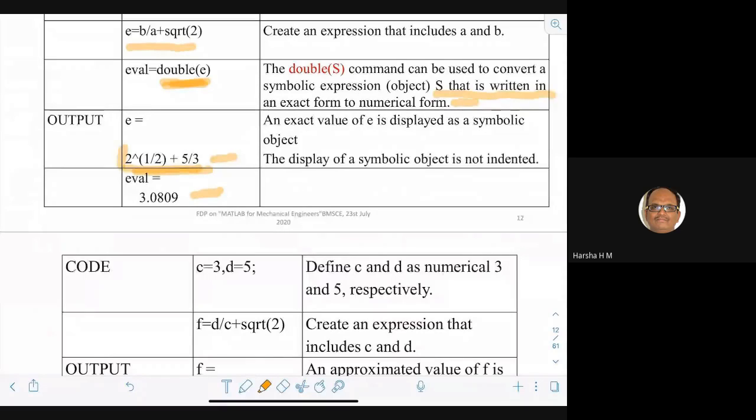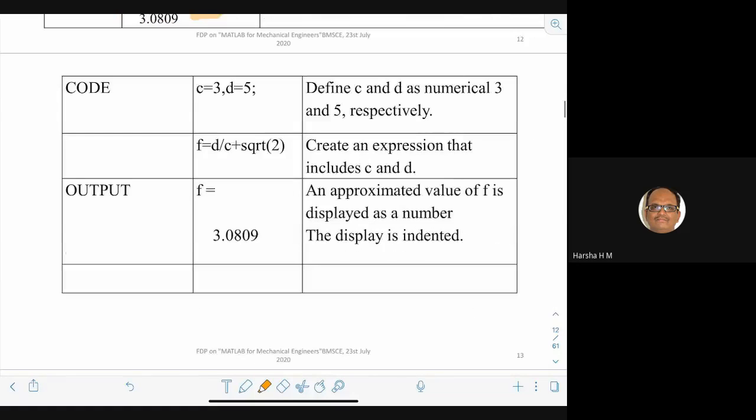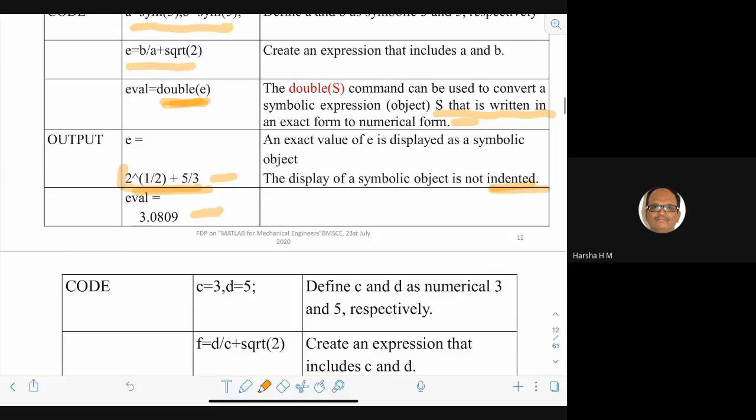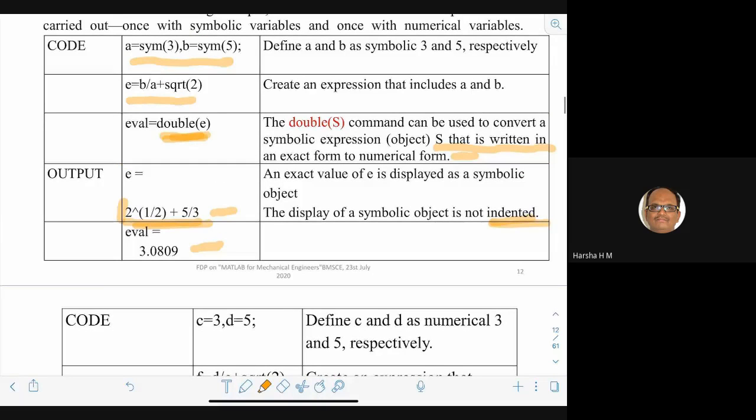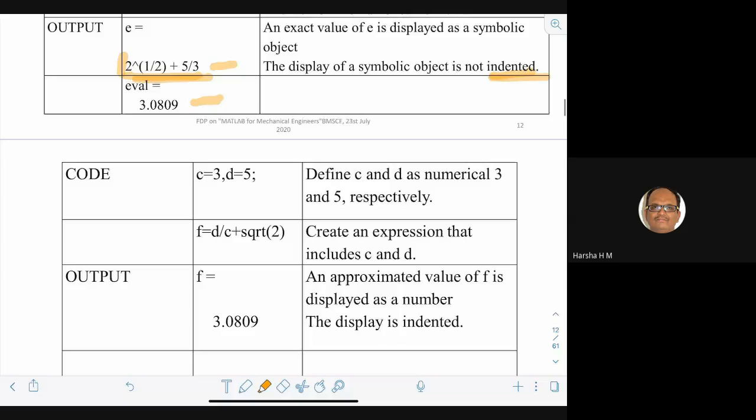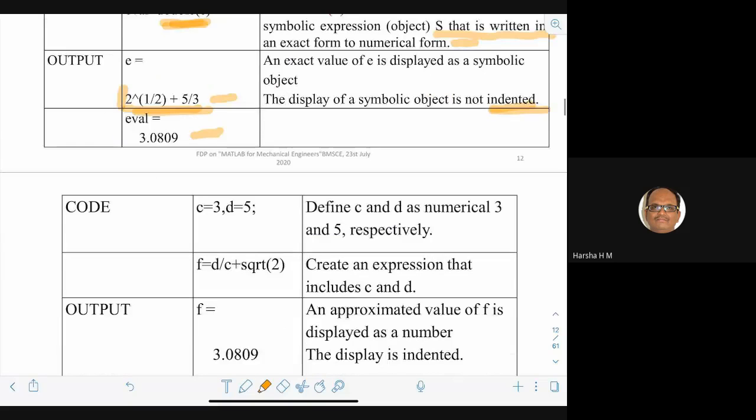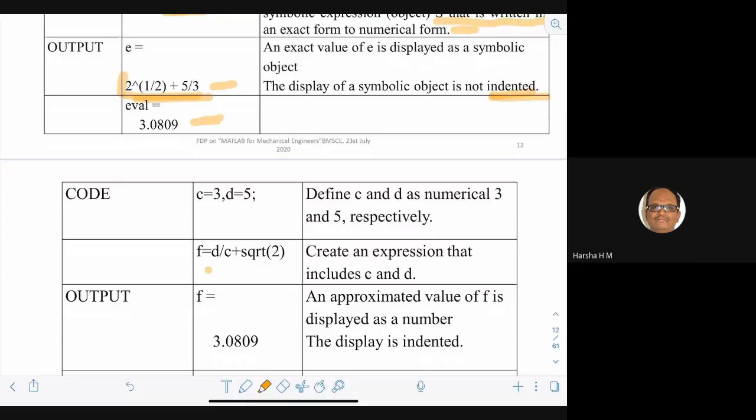This is not indented. But when you give it as a number, the same thing, only I've called C is equal to 3, D is equal to 5. So same 3 and 5 combination. And if you say the same expression, but in terms of A and B, I replaced it as D by C, you apply this and immediately you get the number. And remember, this is indented. There's a gap here. That's how you can differentiate in the output whether it is a symbol or not. If you're not getting the indented one, it is displayed as a symbol.